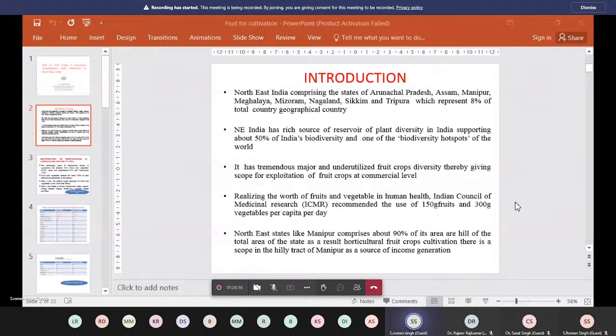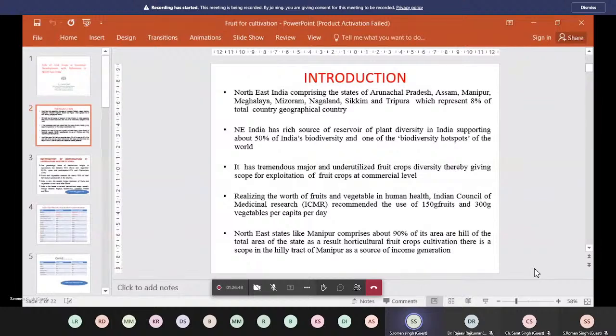In India, mainly from Northeast India, tremendous minor and underutilized fruit crops are found. The major fruit crops generally are mango and banana, where a lot of genetic diversity is there, as well as citrus fruit crops. A lot of underexploited fruit crops are also found in this northeast part of India, which have a lot of scope for exploitation in the future.